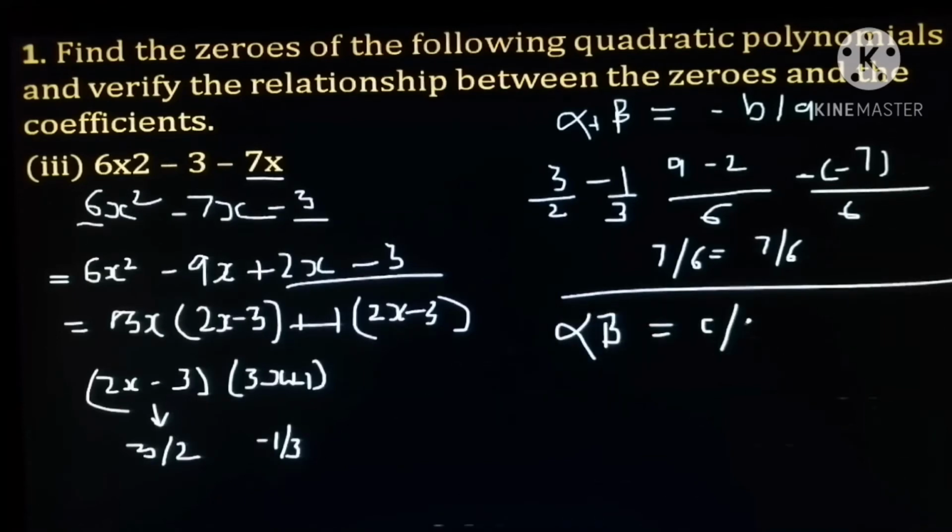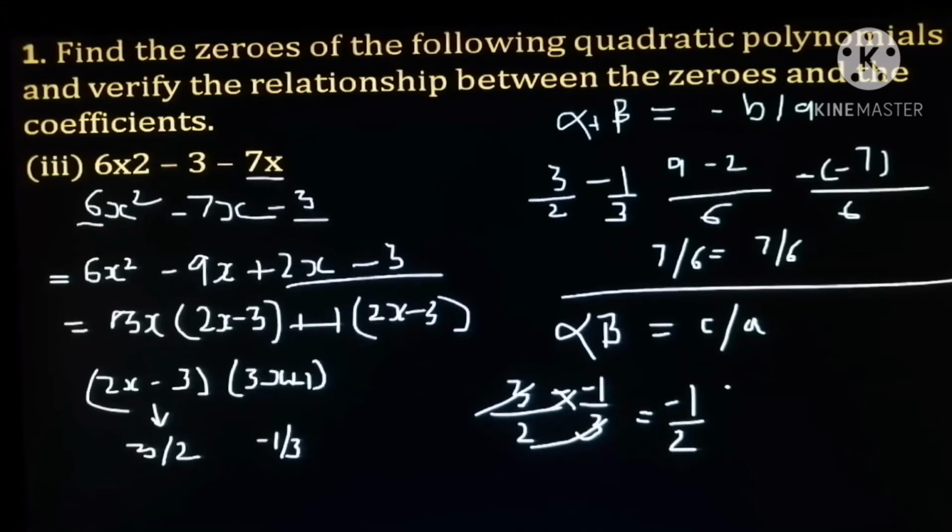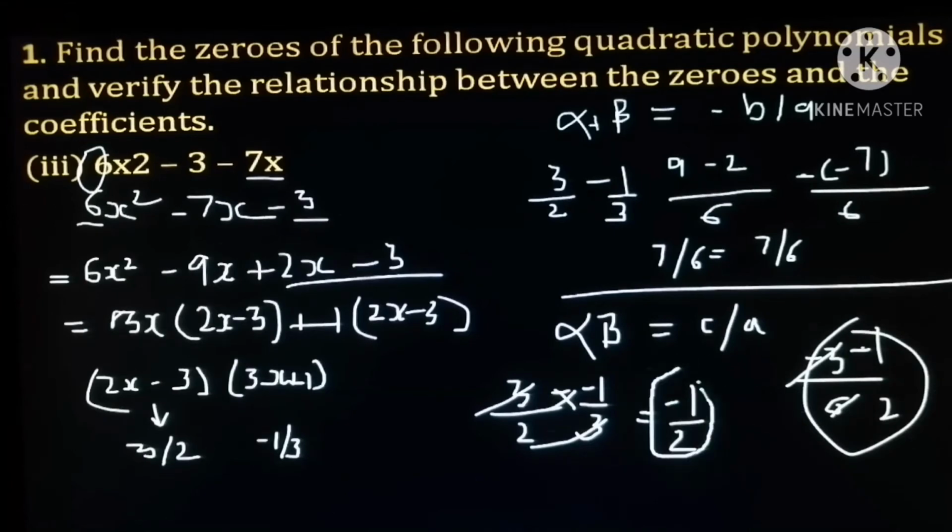Now let's move on to the second one, which is alpha beta is equal to c upon a. Alpha, as we know, is 3 by 2, and beta is minus 1 by 3, and this is in multiplication. So 3 gets cancelled, you are left with minus 1 by 2. And let's check for c upon a. Here c is minus 3, and a is 6, so minus 3 by 6. 3 1s are 3 and 3 2s are 6. In the RHS also you have minus half, and LHS also minus half, so it's verified.